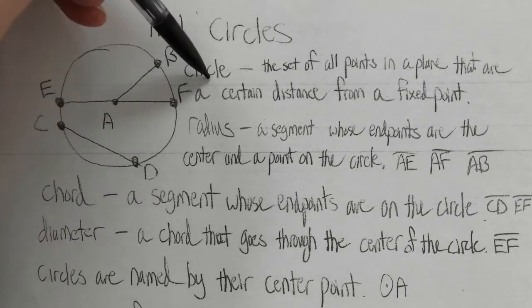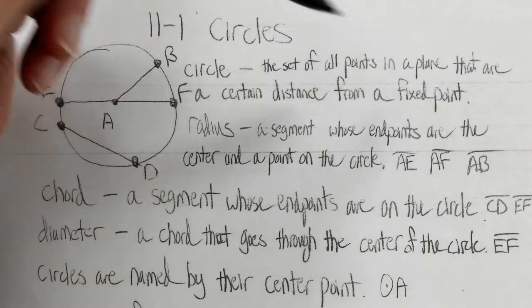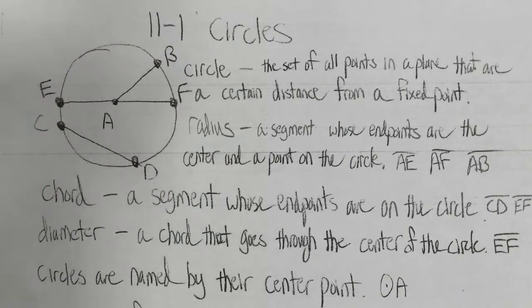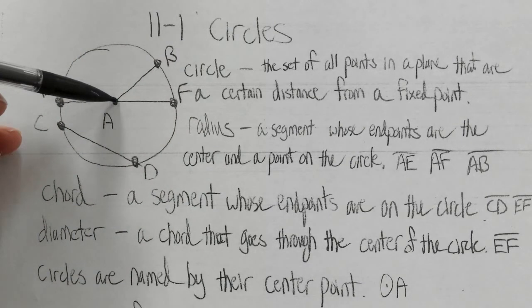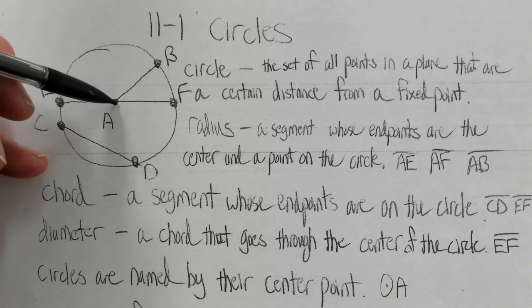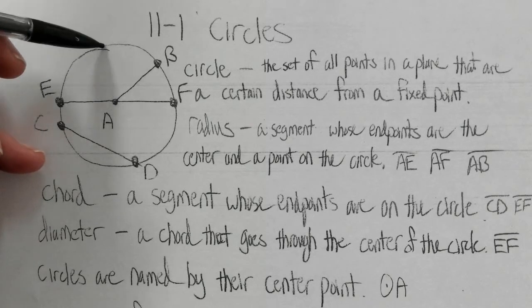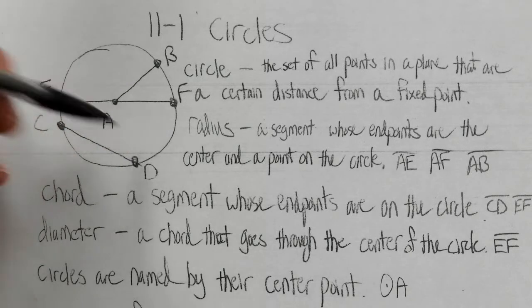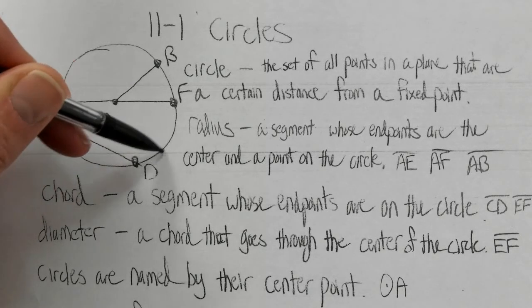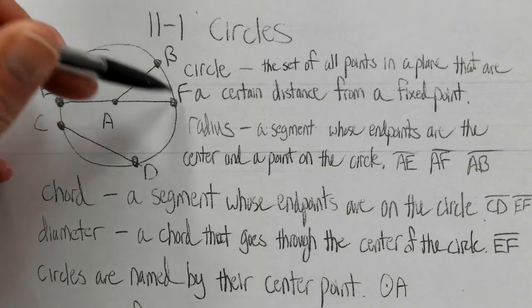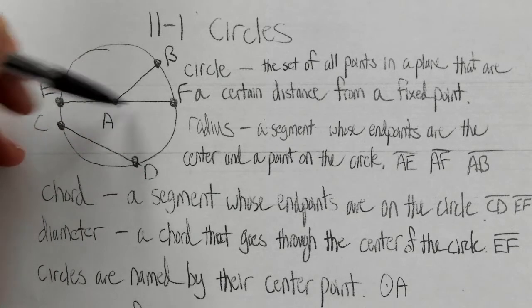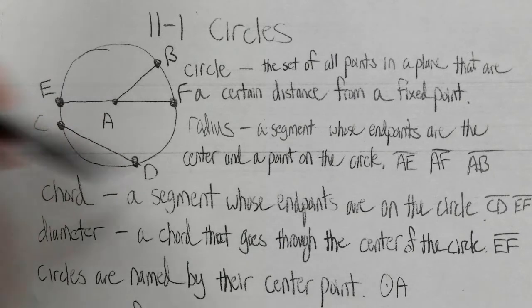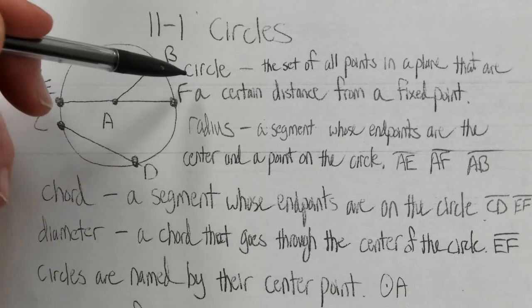First of all, a circle is the set of all points in a plane that are a certain distance from a fixed point. So for example, if this is my fixed point, then all of the points that are exactly 5 centimeters away from this point are the points that form a circle. In other words, if I go 5 this way, there's a point. 5 this way, there's a point. 5 this way, 5 this way, 5 this way. Once I get all of those points that are exactly 5 centimeters away from that center, those are the points on my circle. So that's how it's defined geometrically.